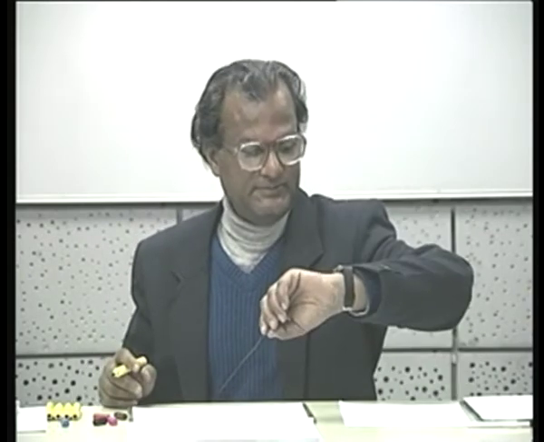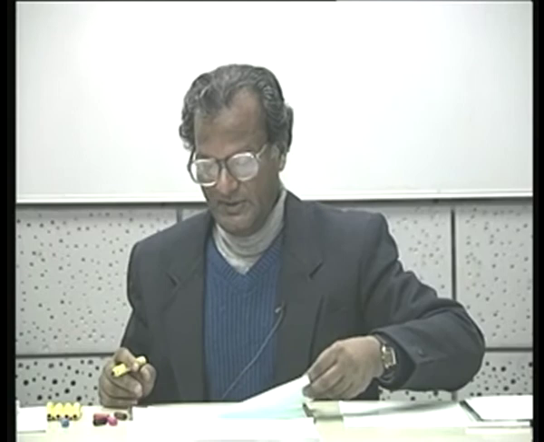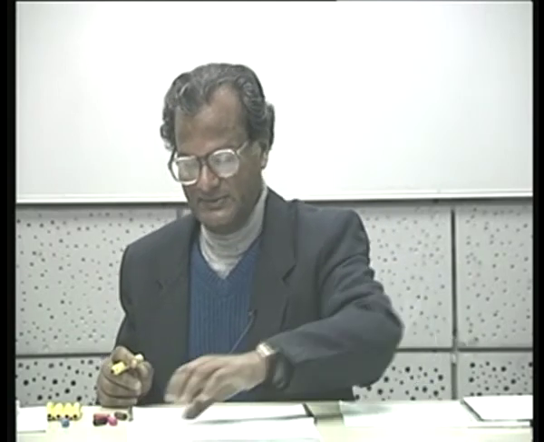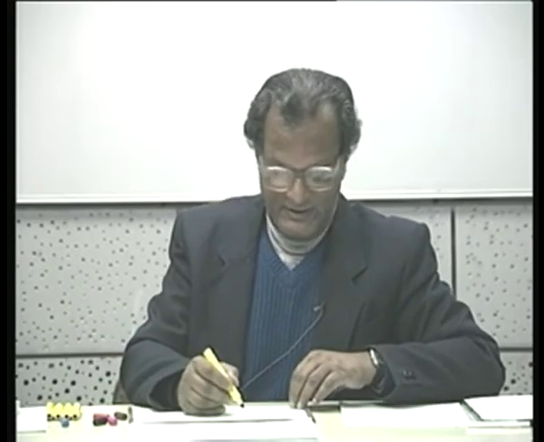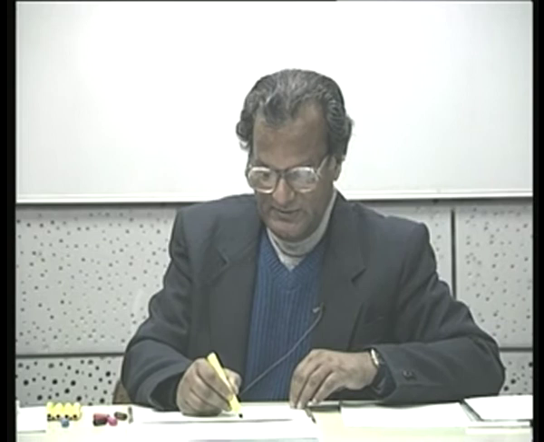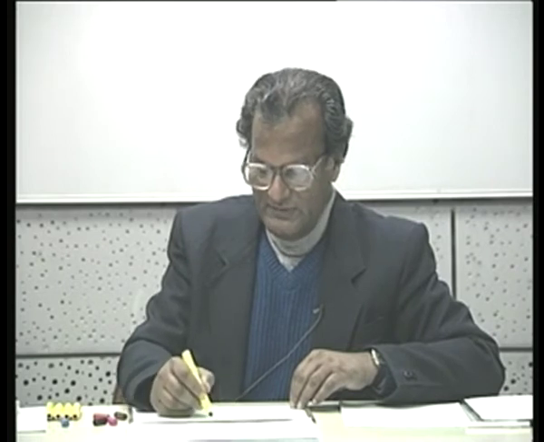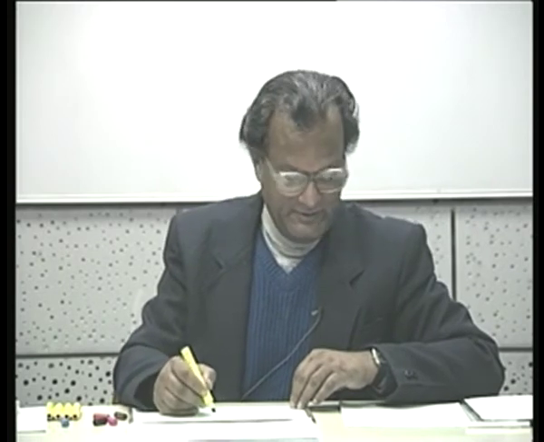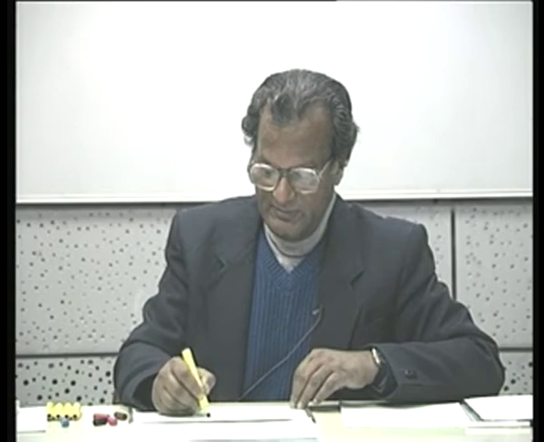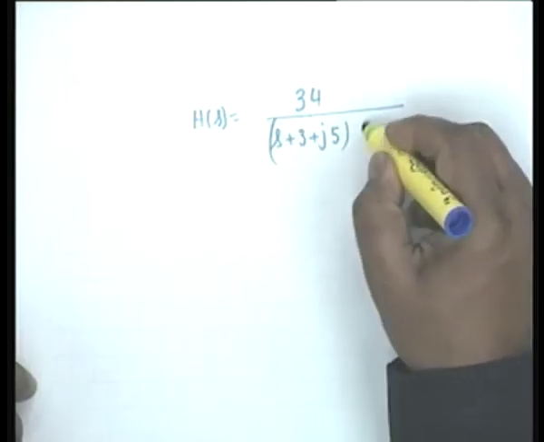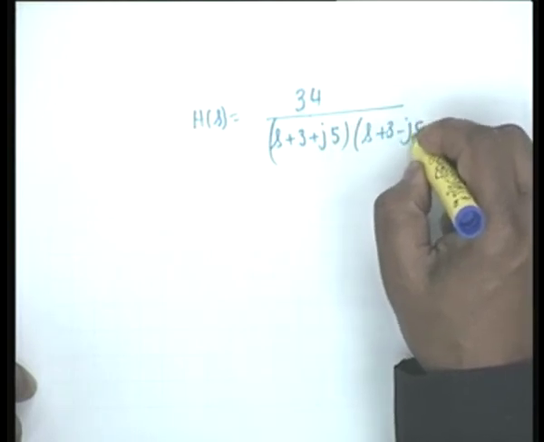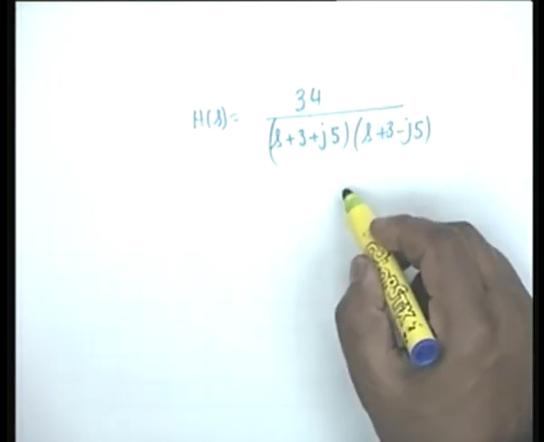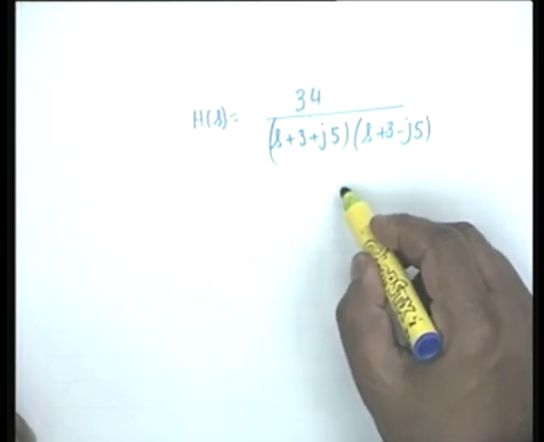Let us, in the remaining period of time, take an example to illustrate all these calculations. The example that we take is a single tuned circuit in which the transfer function is of the form 34 divided by s plus 3 plus j5, s plus 3 minus j5. Actually it is given as, can you tell me what the polynomial form would be?